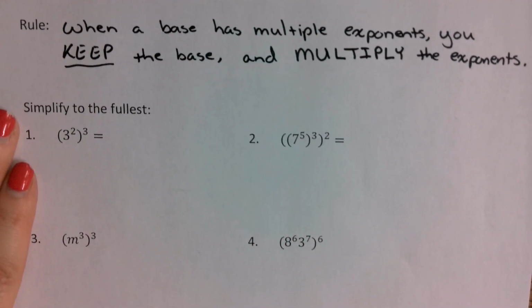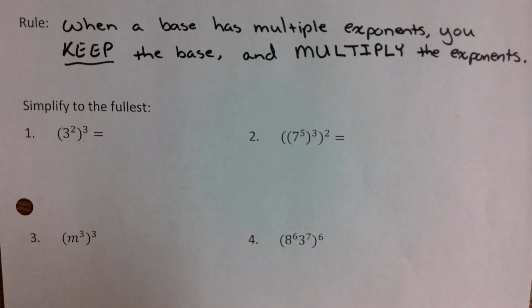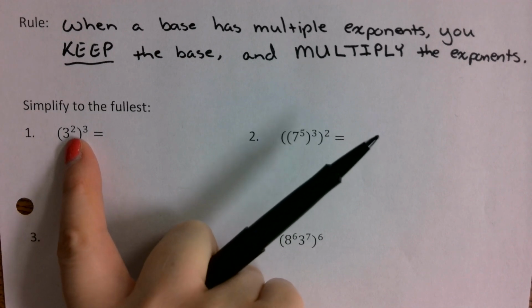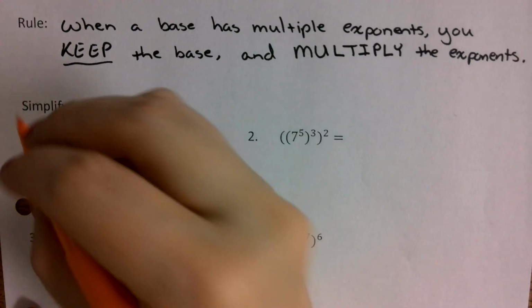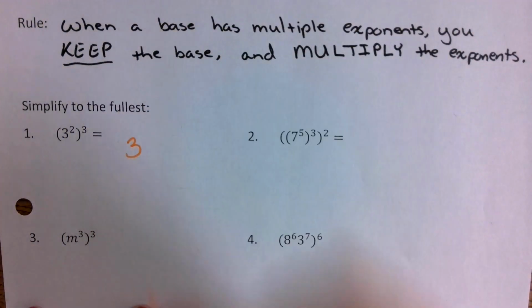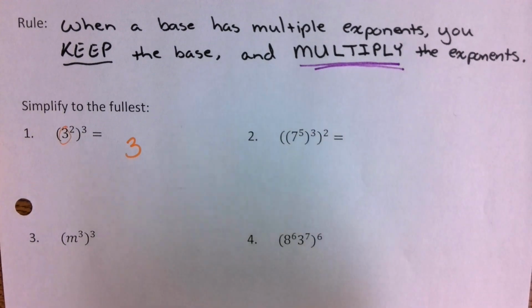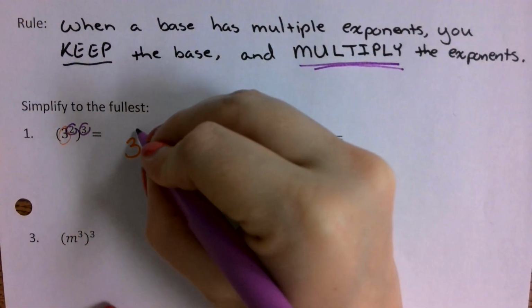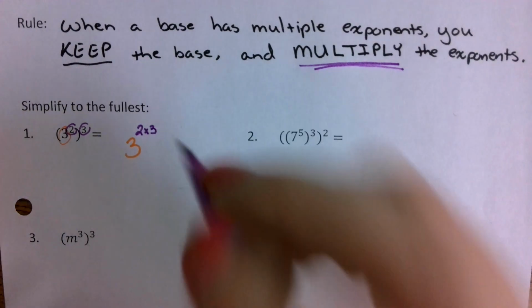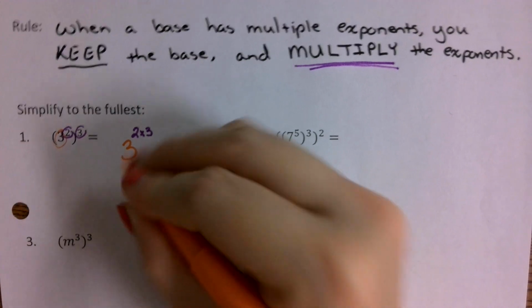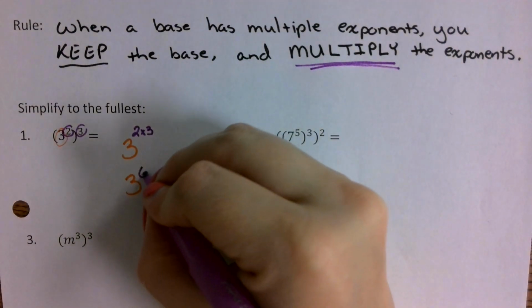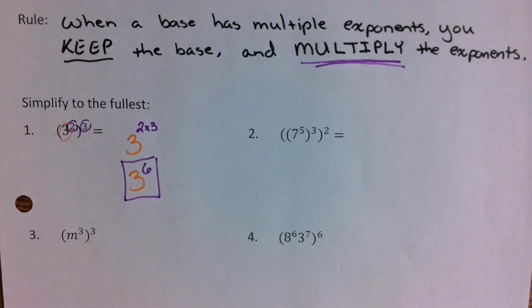So let's go ahead and take a look at a couple of these practice problems here. We have 3 to the 2nd raised to the 3rd power. Essentially, again, I'm going to keep my base. My base was a 3. I'm going to keep that base, and then I'm going to multiply my exponents. So I'm going to do 2 times 3 for my exponent. And when I do so, that's going to give me 3 to the 6th power.